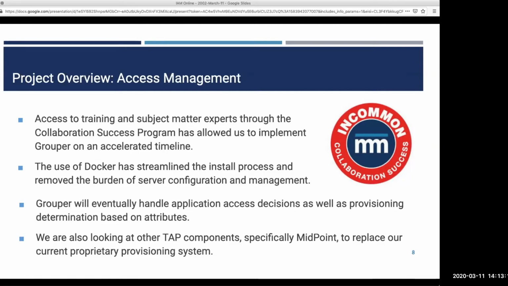Yeah, Grouper will eventually be used to handle access decisions, and then Midpoint will pick up those queues and handle provisioning to downstream systems. That's kind of what I mentioned. Eventually, we'll be looking at Midpoint and co-manage too. And next slide.